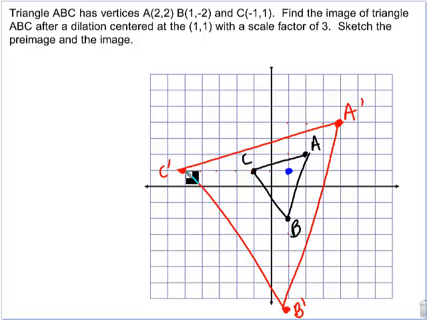Wait, so we can't multiply it by? No, we can't multiply it by it because it's no longer centered about the origin. It's centered about that point 1, 1. But I'm really lost in how you're getting like 3, 3. I'm so lost.